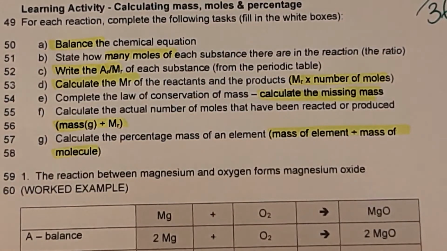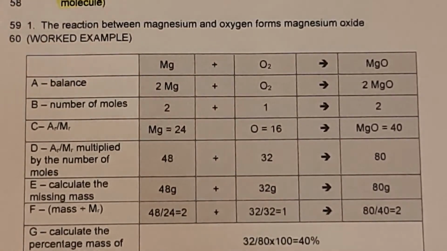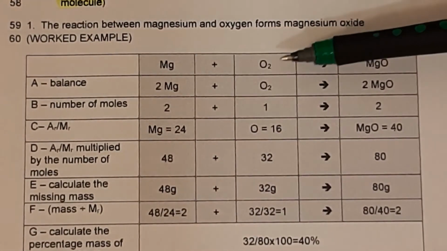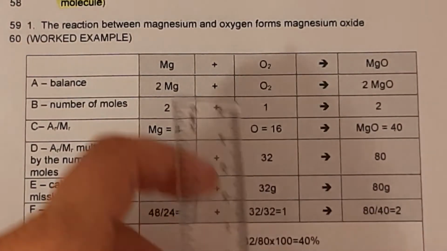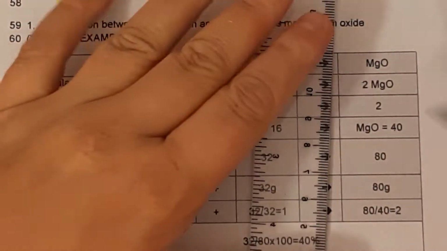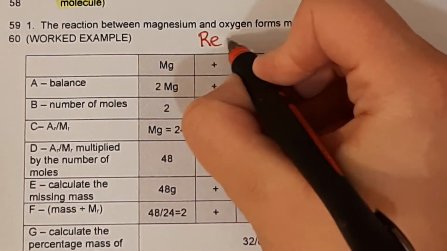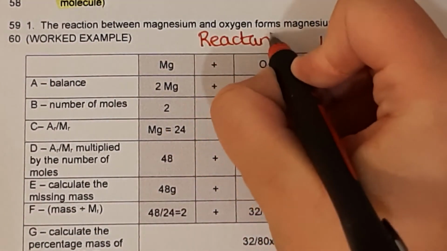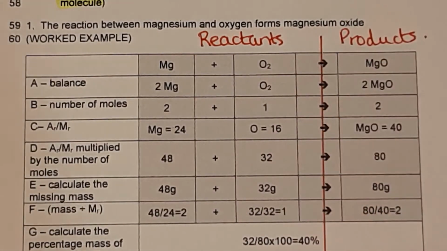Now, let's go through that as a worked example. So first of all, balance it. Part A is balance. It's given us the following equation: magnesium plus oxygen turns into magnesium oxide. So let's draw ourselves a nice red line separating the before and after. So we have reactants and we have products. Now you don't need to do this if you don't want to.